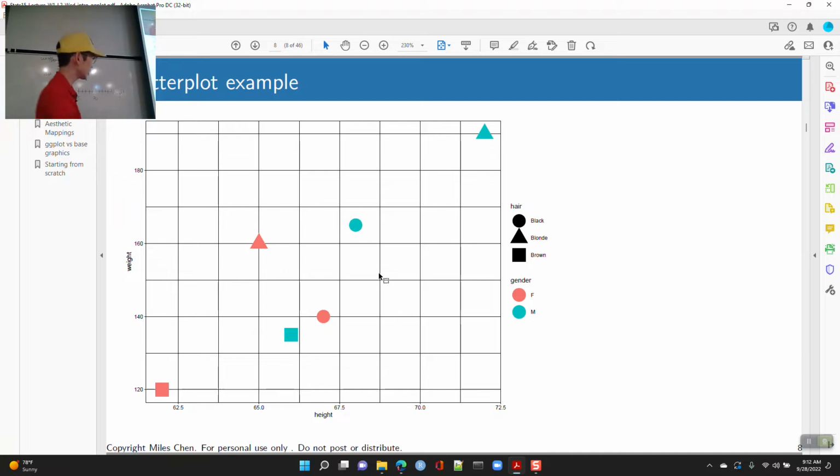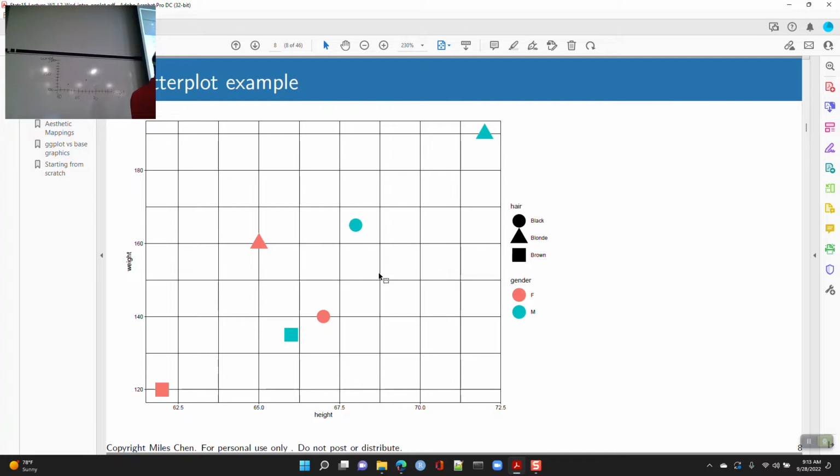And so for this individual, what can we say? This person has a height of 62, a weight of 120. What color is this person's hair? Brown, because it's got a square. The square shape corresponds to brown, and then it's whatever this color is, red, salmon, something, and we're going to say that corresponds to female. And what about this individual? How tall is this person?